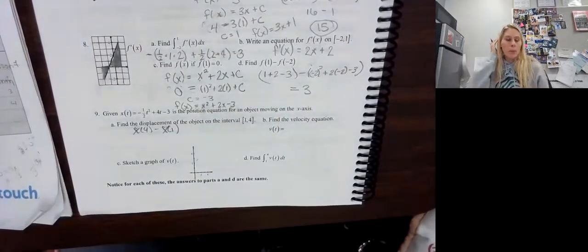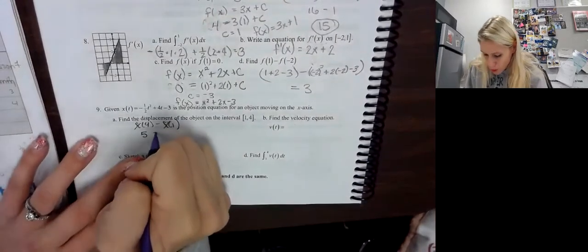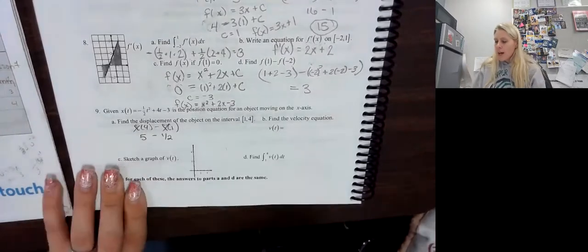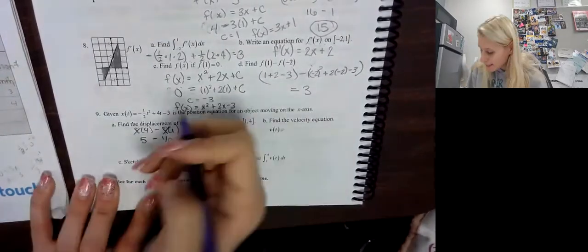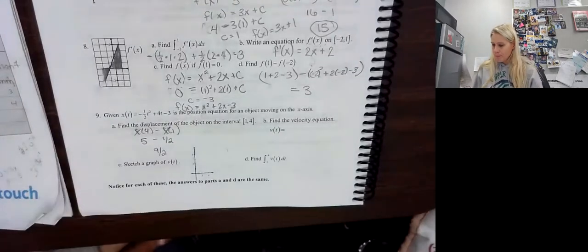All right, so when I plug in 4, I get 5. When I plug in 1, I get 1/2. So 5 minus 1/2 is 9/2. So this is the displacement.